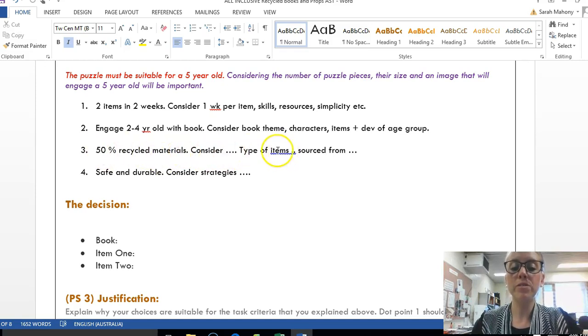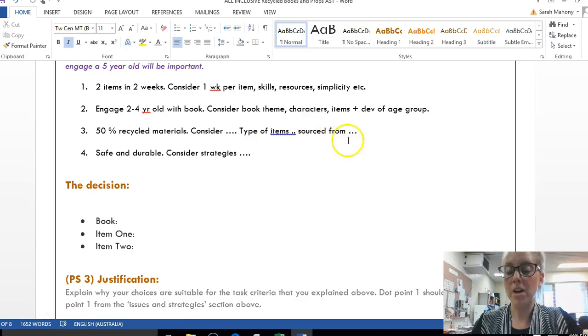Consider, all right, it would be good to list some different options that you have that we've talked about in class, things that can be used that would be counted as recycled materials here. And perhaps where you might source them from could be listed there as well.